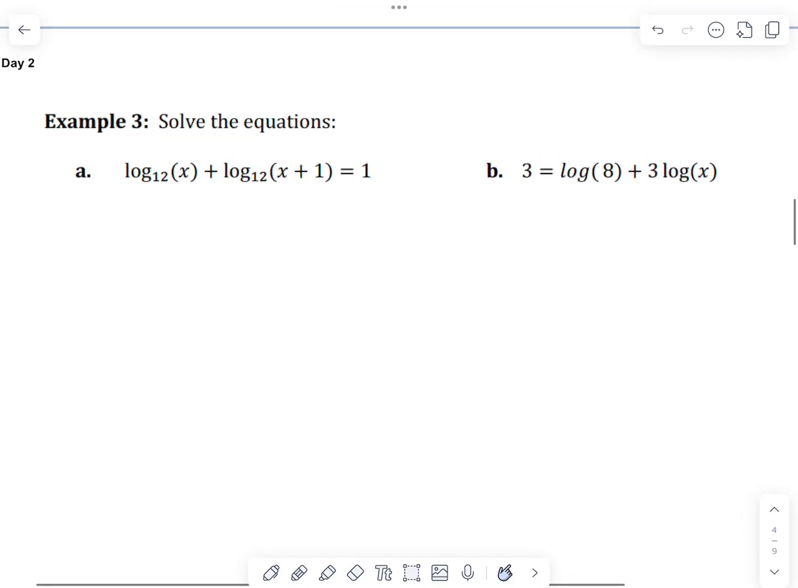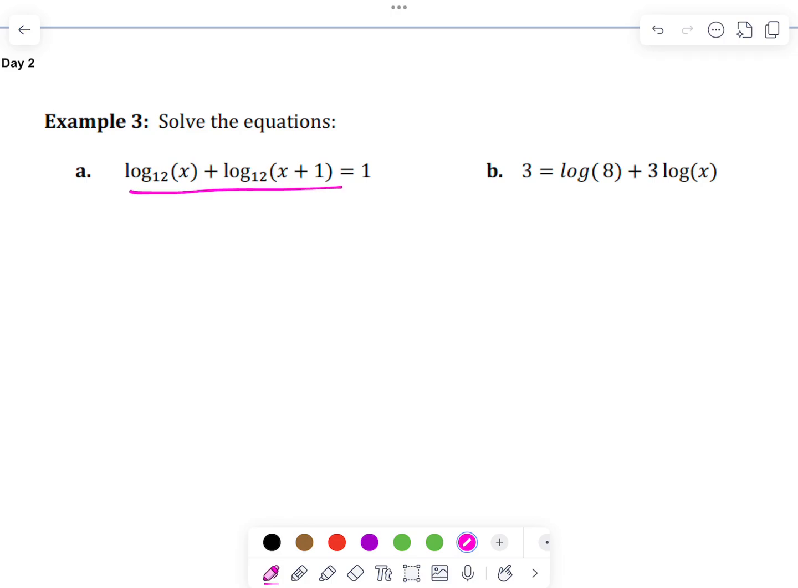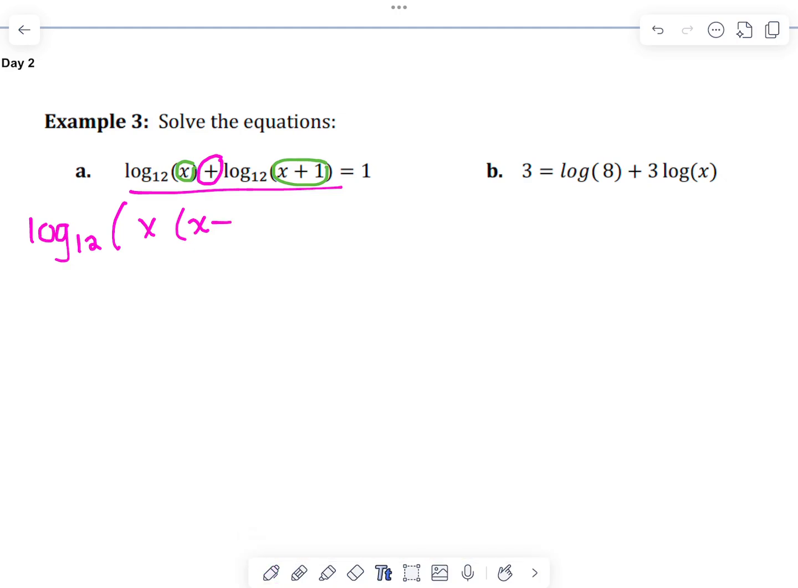All right, here are 2 more examples on this slide. So we have 2 logarithms. They're both the same base. The operation between them is addition. So we can use our product property, and we would multiply the x and the x plus 1 together to condense it into a single logarithm. So it's log base 12 of x times x plus 1.